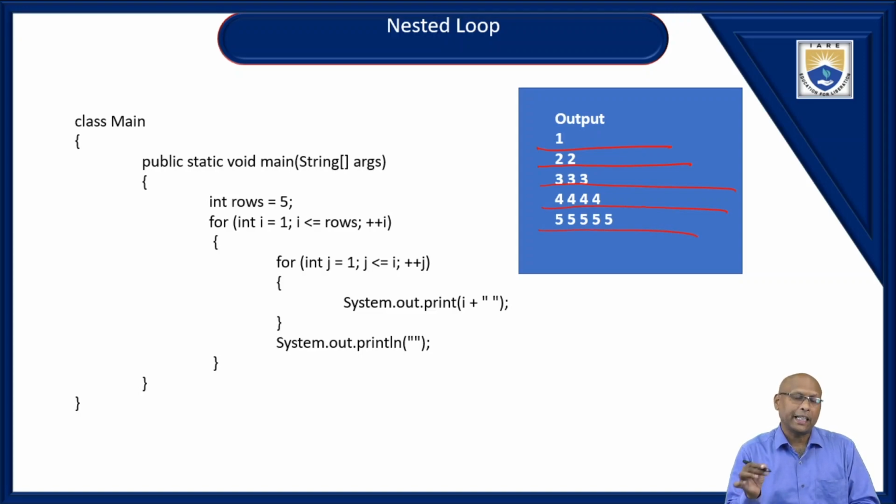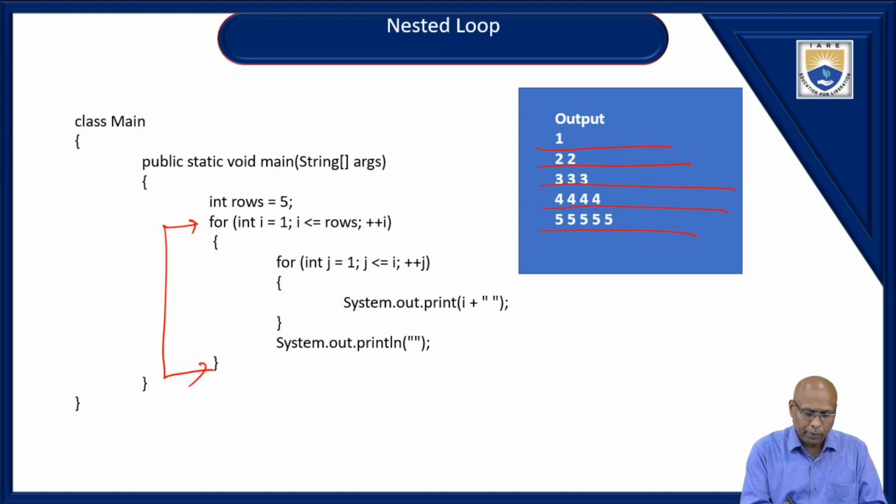Same number is printing that many times. That means, based upon my outer loop value, that many times the same number has to print in the inner loop. So, this is my outer loop.